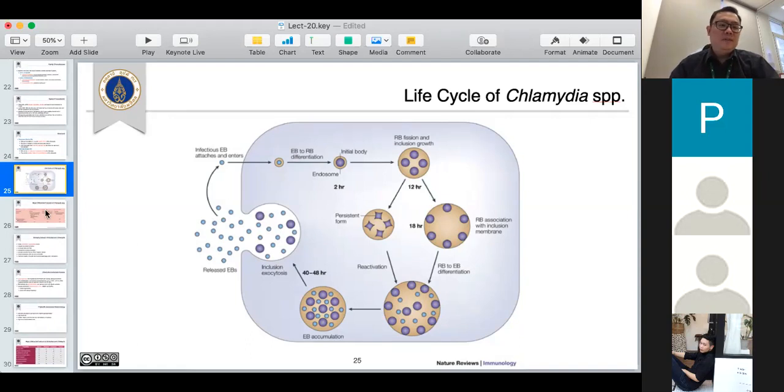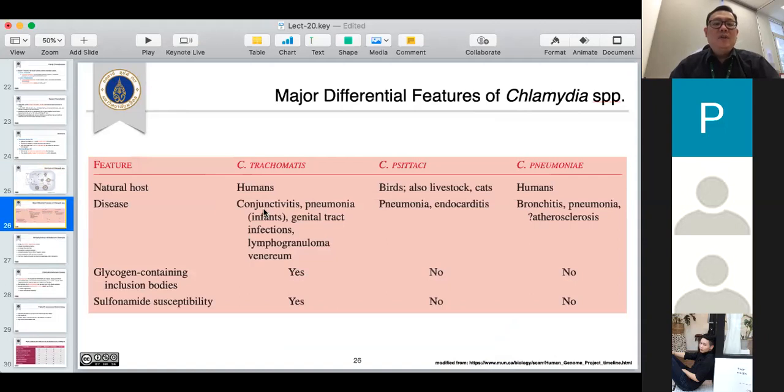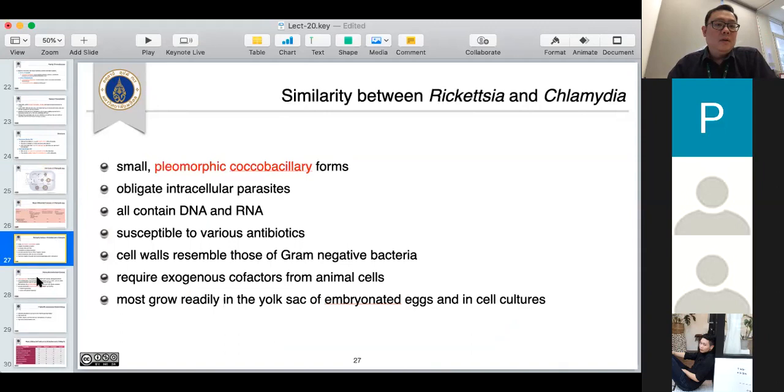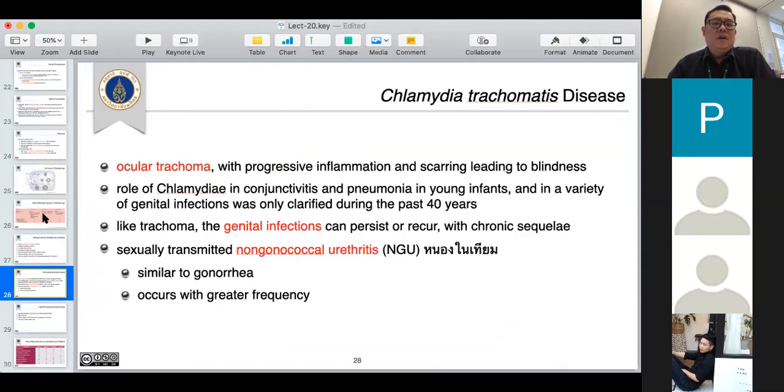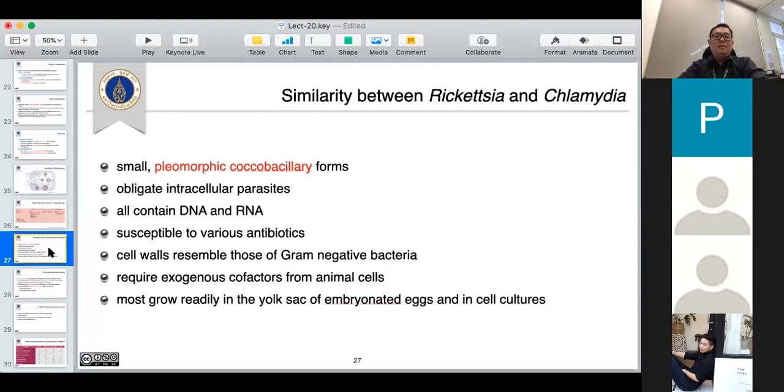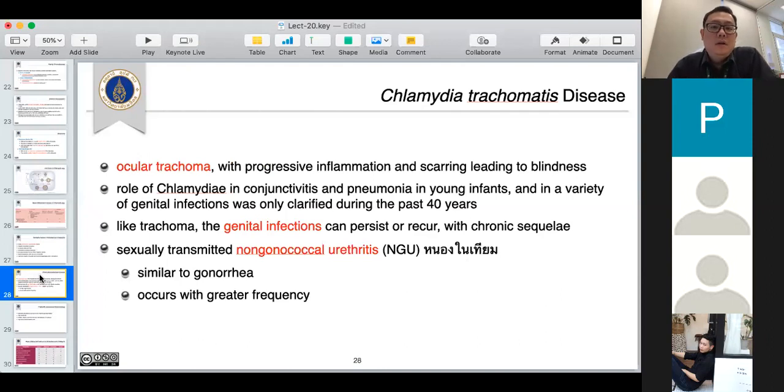Chlamydia trachomatis. Okay, Chlamydia trachomatis causes conjunctivitis, pneumonia in very young babies, and genital tract infection. Okay, they cause non-gonococcal urethritis, actually, sorry. This is the disease from Chlamydia trachomatis. So gonorrhea can be caused by Neisseria gonorrhoeae and Chlamydia trachomatis, okay? They actually infect the eyes of the patient and cause conjunctivitis. Okay, that's the point.